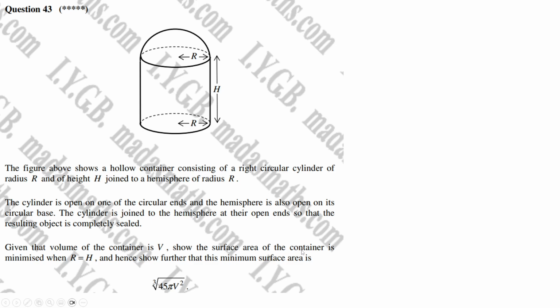Show that the surface area of the container is minimized when r equals h, and hence show further that the minimum surface area is this. Okay, so the surface area here we've got this curved part around the cylinder. That's going to be 2 pi r h, and the reason why is because 2 pi r is just the circumference of a circle, and then 2 pi r h is like dragging it down, so that gives us the area around the outside, the surface area.